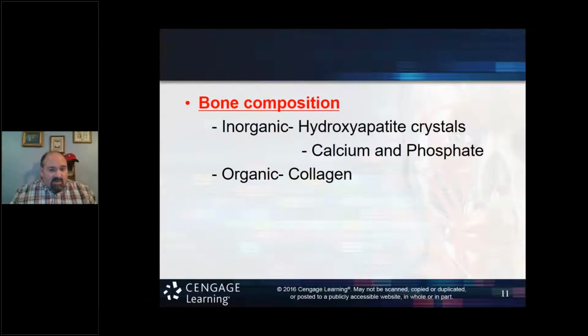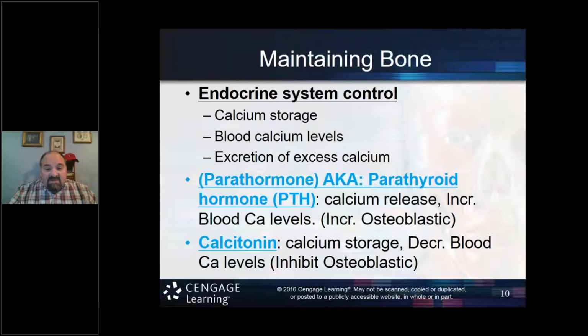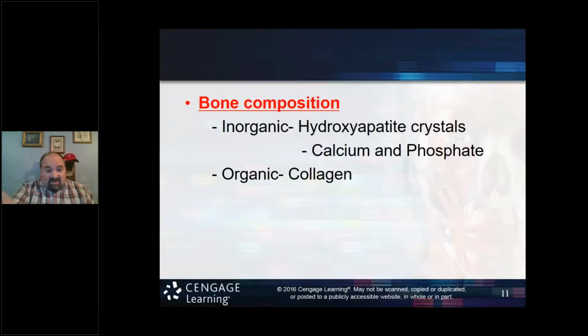So the inorganic portion of bone would be hydroxyapatite crystals. They're made up of calcium and phosphate. So when we say that, look over here, that calcium storage, right? Calcium release, calcium storage, it's in the skeletal system. So how do we get it? Here you'll see that that's the inorganic portion of the bone. The organic portion would be the collagen fibers, okay?